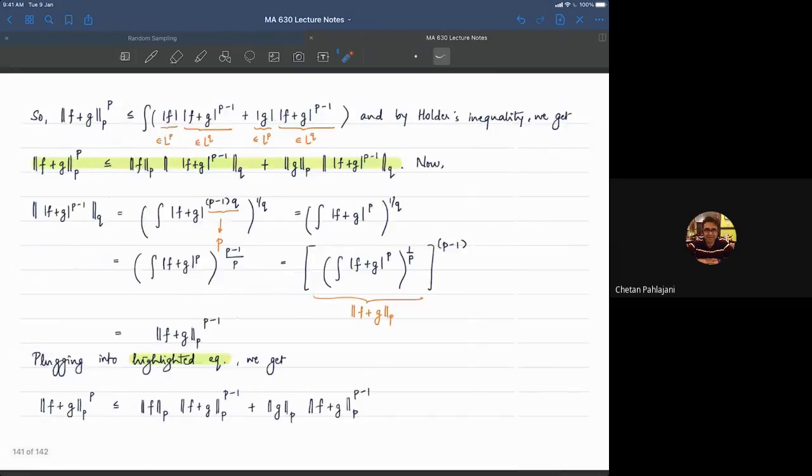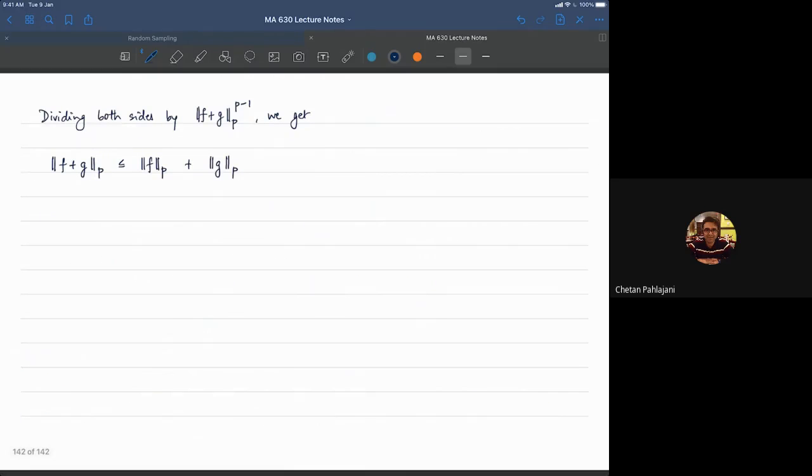Okay, so actually, if you want, let's just write one more line here. So this is norm f p plus norm g p, and the whole thing times norm f plus g in lp to the p minus 1. Okay, so this looks a little clearer. Now you divide both sides by norm f plus g to the power p minus 1, and lo and behold, you get this, which is precisely the triangle inequality.